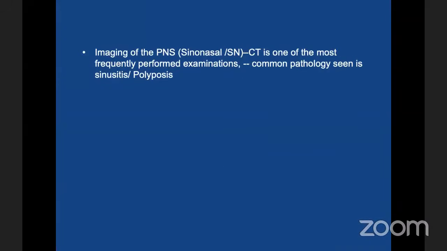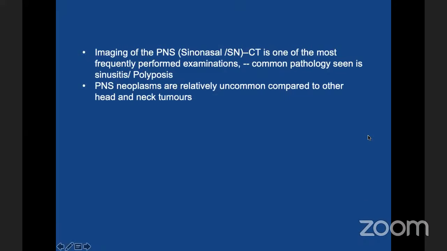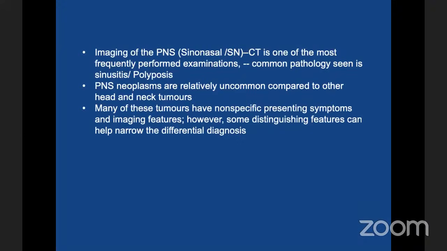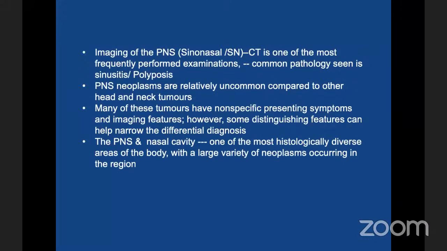Imaging of paranasal sinuses, basically CT scan, is one of the most frequently performed examinations. The common pathologies that one looks at or images for are sinusitis and polyps. Compared to sinusitis and polyposis in the paranasal sinus, or compared to head and neck tumors, paranasal sinus or sinonasal tumors are not common. They're relatively uncommon. Many of these tumors have non-specific presenting symptoms and imaging features. However, some can help to narrow the differential diagnosis.